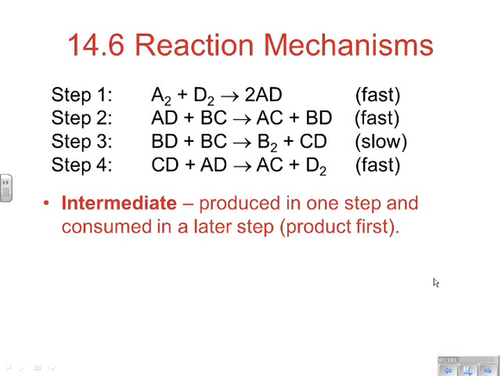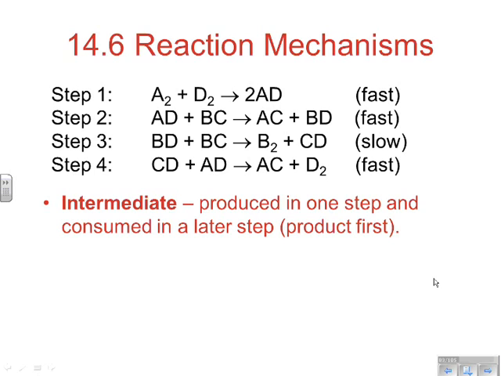Now, what you're seeing here is actually a proposed mechanism for a hypothetical reaction. So step one, A2 is reacting with D2 to make 2AD, and that happens to be fast, so that's got to be a fast reaction. Step 2 is AD reacting with BC to make AC and BD. That would also be fast. Step 3 is a slow reaction. And step 4 is another fast reaction. So what we have here is basically a proposed mechanism by which a series of individual collisions can lead to an overall reaction. If we add all these together and cancel, what we'd be left with is the overall reaction.